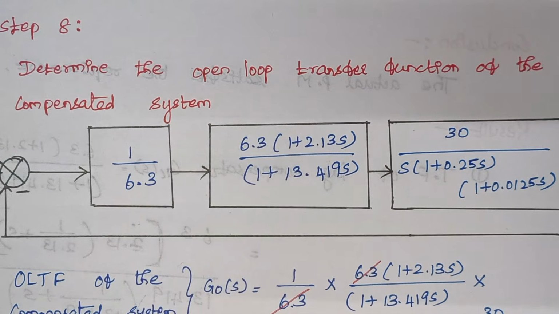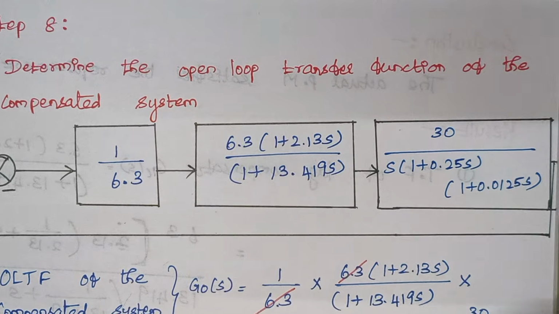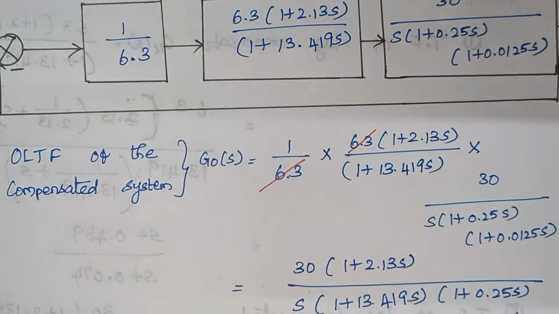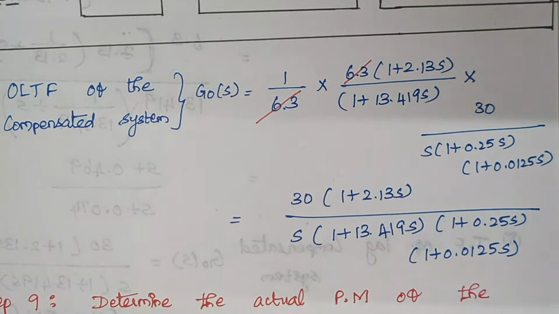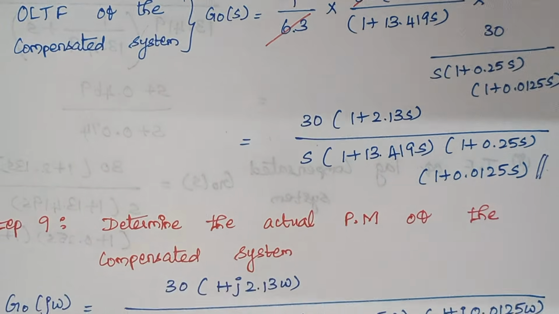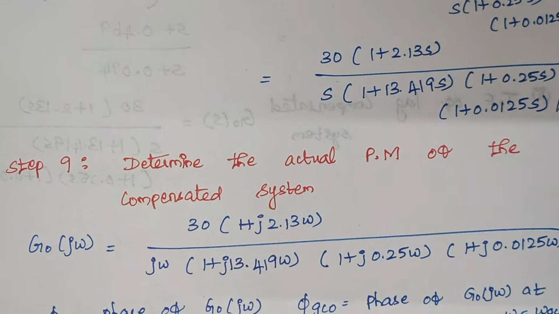So how do we find the open loop transfer function? Here we have these three blocks connected in series. So we just need to multiply. When you multiply, the common terms get cancelled and finally the transfer function comes out like this, right? And the next one is determining the actual phase margin of the compensated system.